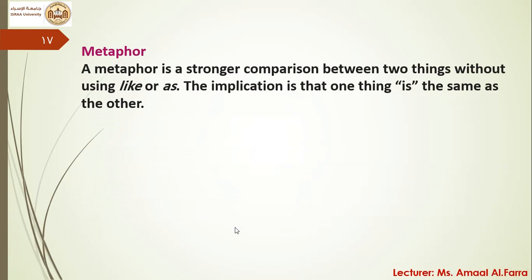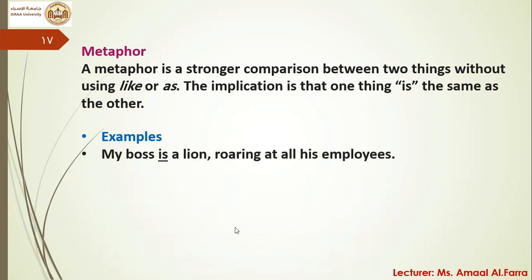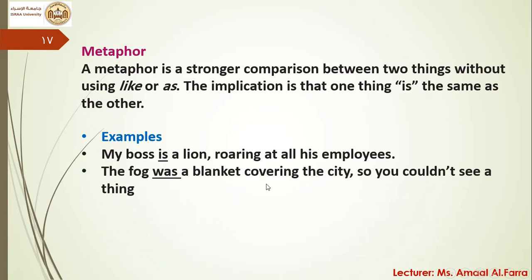The second figurative language is called metaphor. And a metaphor is a stronger comparison between 2 things without using like or as. So there is a comparison between 2 things, but we do not add like or as. The implication is that one thing is the same as the other. We use is, we use was for the singular. My boss is a lion, roaring at all his employees. The fog was a blanket covering the city, so you couldn't see a thing. We don't add like or as in these sentences in expressing the metaphor.